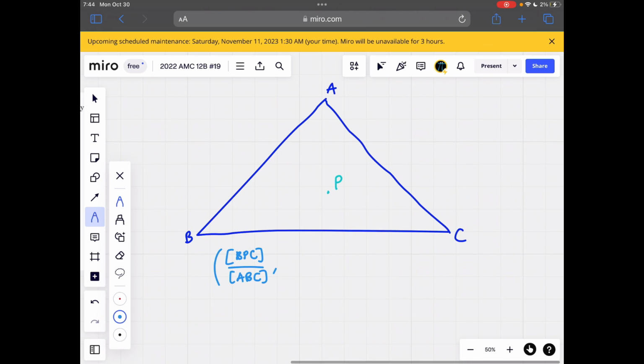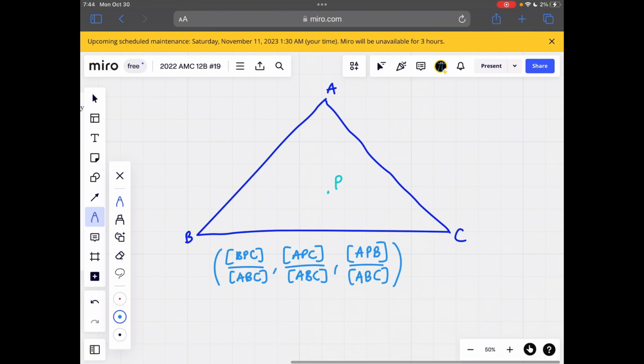And then point B gives P the barycentric coordinate equal to the area of APC over the area of ABC. And the barycentric coordinate with respect to point C is equal to the area of APB over the area of ABC. All of the areas in the numerators are directed areas. They have a sign. They're positive if P is on the same side of them as the inside of triangle ABC, and negative otherwise.